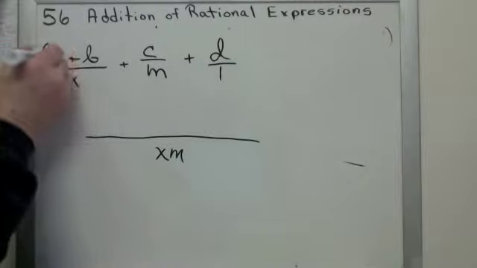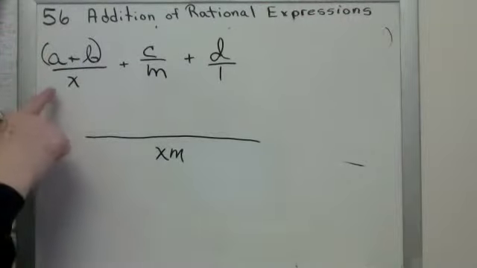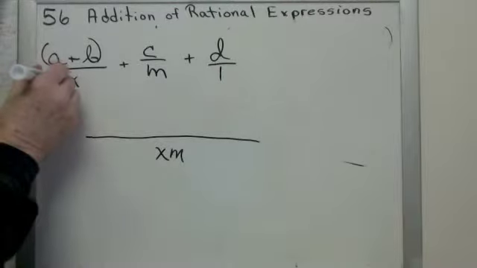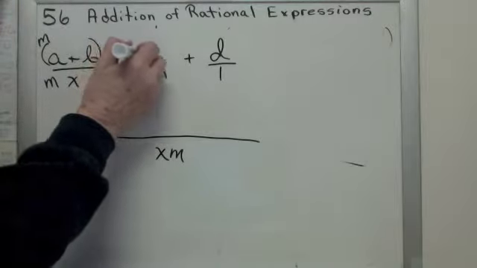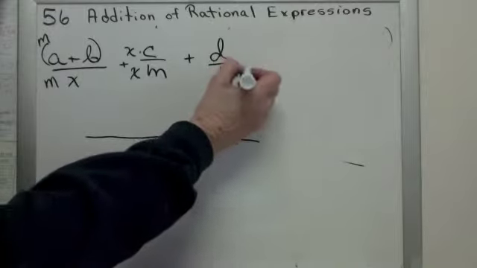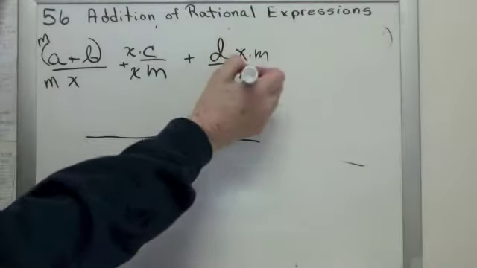So let's put parentheses if you ever have a plus or minus on the top. All right, so what does this one need to be xm? It needs to be multiplied by m. What does this one need? x, right. What does this one need? Ooh, both x and m. x and m. All right.